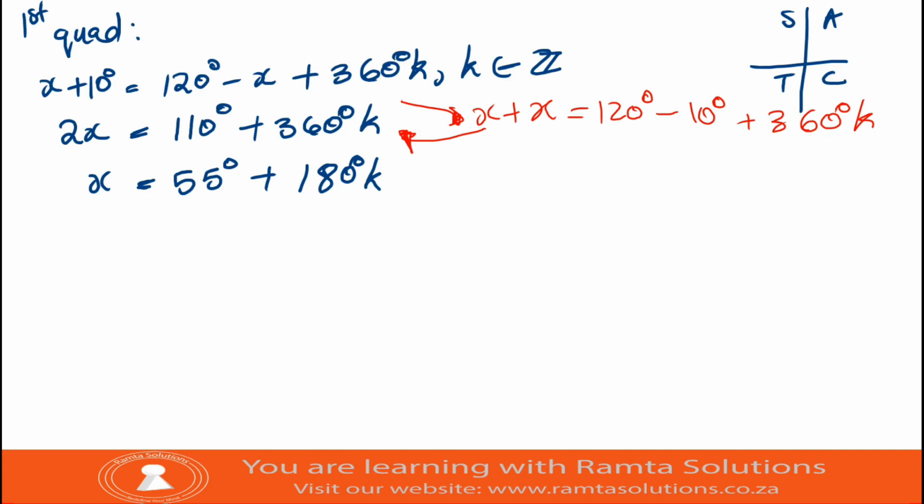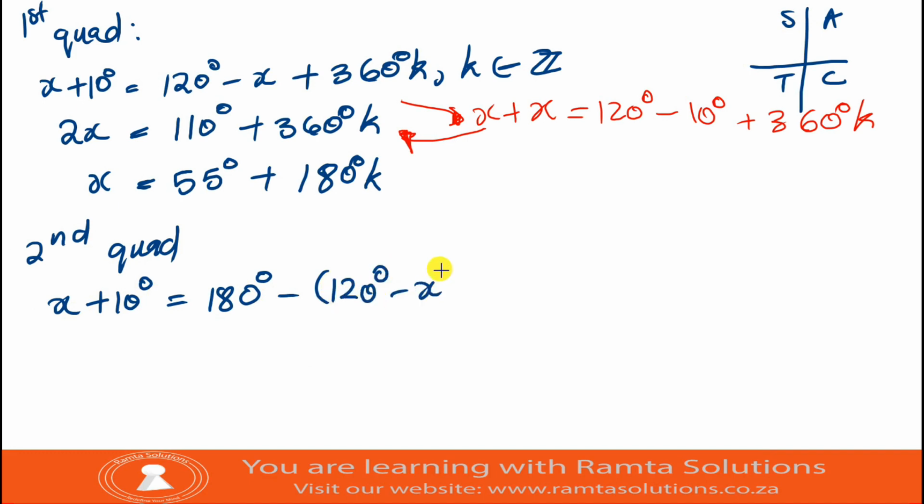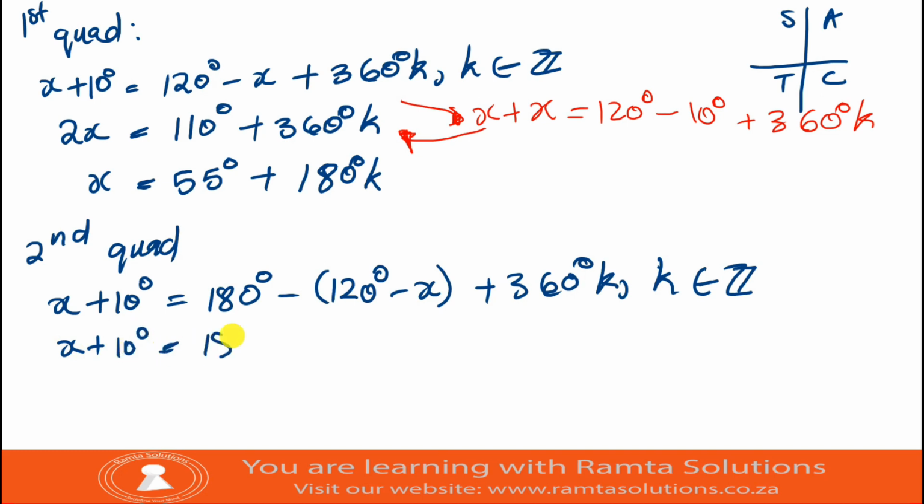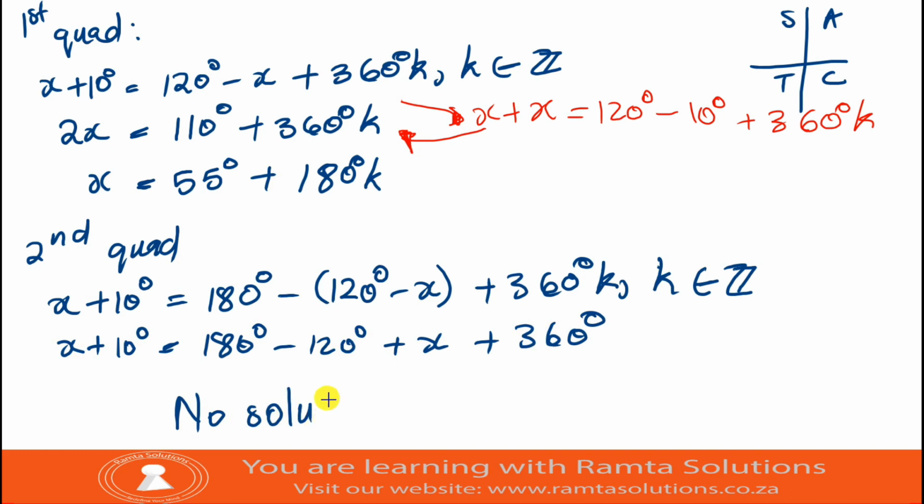Now, we also said sine is also positive in the second quadrant, as you can see on the CAST diagram. So in the second quadrant, we have x + 10 degrees equals, remember, this is where we work with 180 minus our reference angle, 180 degrees minus (120 degrees minus x) plus 360 degrees k, where k is an element of the integers. So this will have no solution.